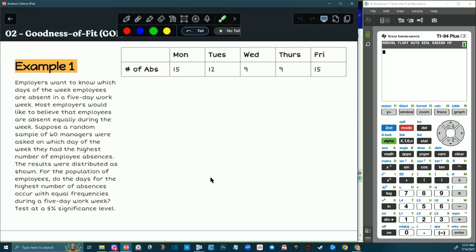So our first example says employers want to know which days of the week employees are absent in a 5-day work week. Most employers would like to believe that employees are absent equally during the week. Suppose a random sample of 60 managers were asked on which day of the week they had the highest number of employee absences. The results were distributed as shown. For the population of employees, do the days for the highest number of absences occur with equal frequencies during a 5-day work week? Test at a 5% significance level.